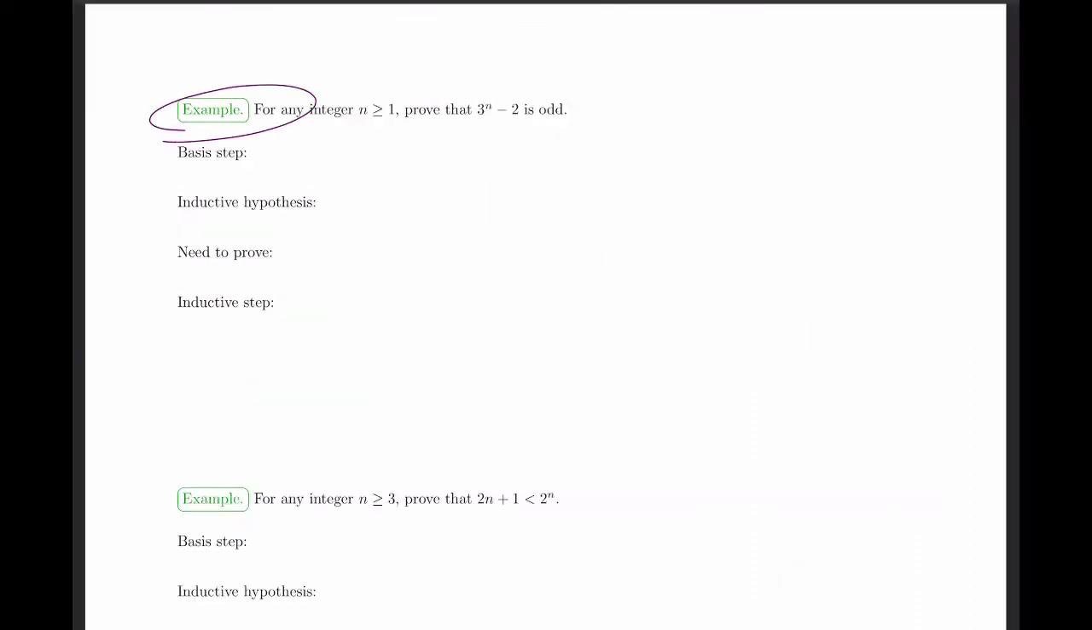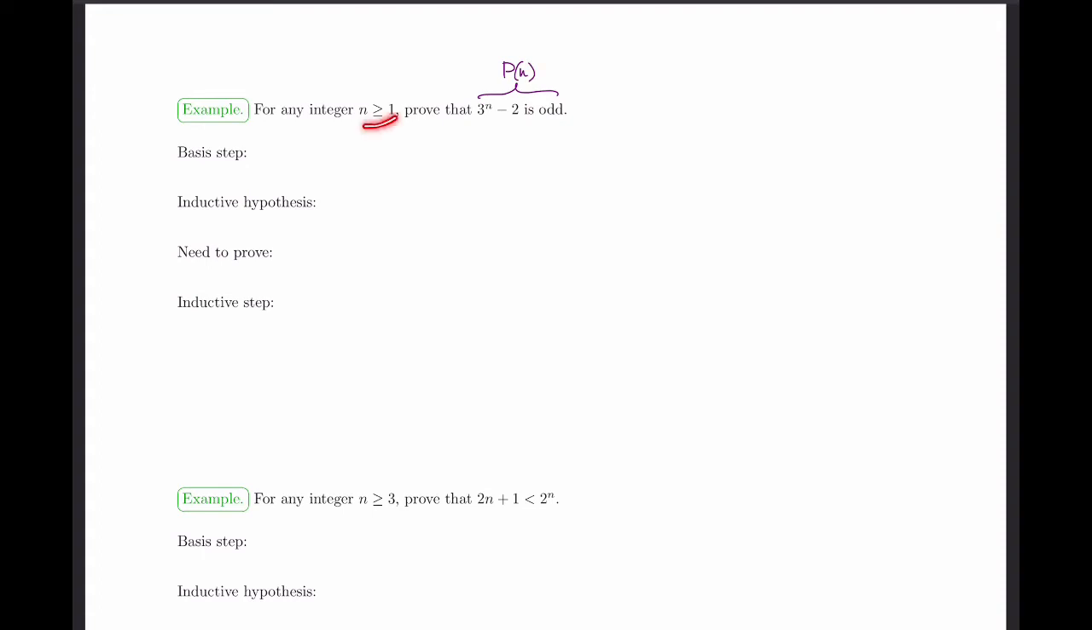Let's check out this next induction proof, and you will notice that the divisibility proofs also have a certain structure to them that will appear in all of the induction proofs for them. So here we have, for any integer n greater than or equal to 1, we're supposed to prove that 3 to the power n minus 2 is odd. So this is going to be our proposition P of n.